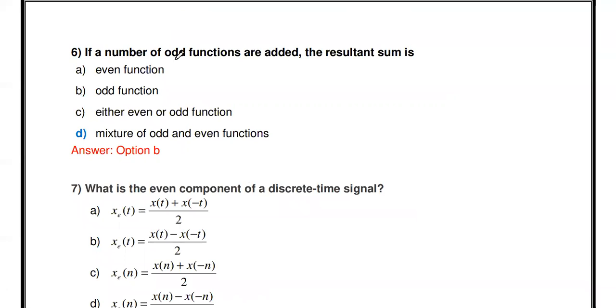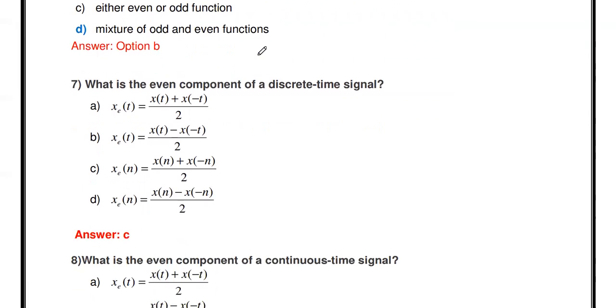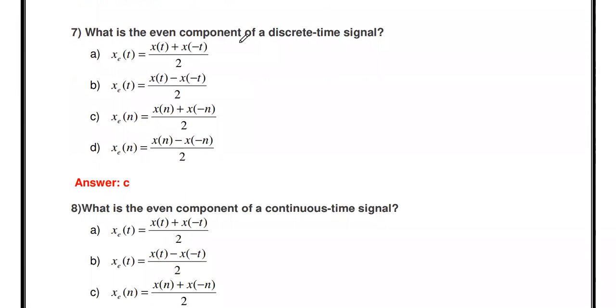Then the next one: if a number of odd functions are added, the resultant sum is an odd function. So if you are adding a number of odd functions, we will get an odd function as the answer. If you are adding a number of even functions, the answer is an even function. Then, what is the even component of a discrete time signal?